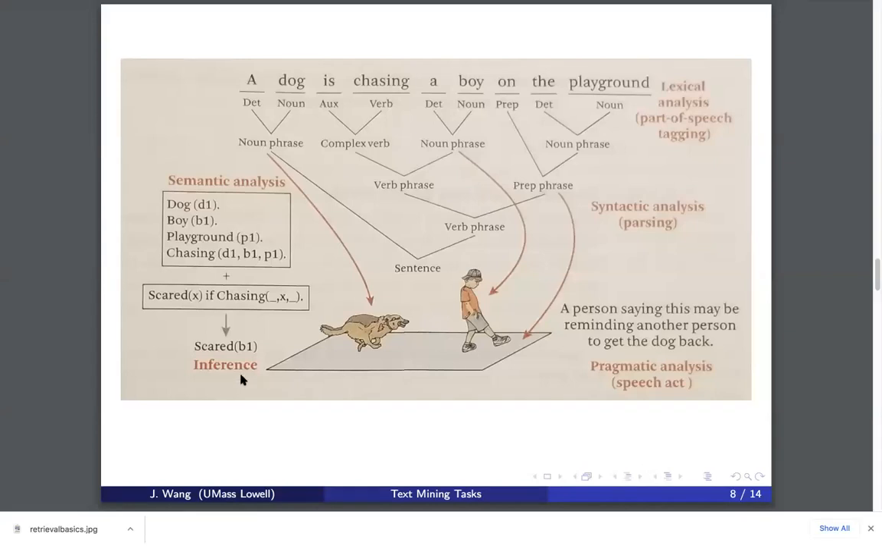Now, as you can see here, inference and pragmatic analysis are much harder tasks for NLP. Existing tools can do lexical analysis, part of speech tagging, and parsing. They can also carry out semantic analysis, in the form that they figure out each fragment of a sentence, using semantic rules. They can do that pretty well. But the inference part and the pragmatic analysis part is harder.